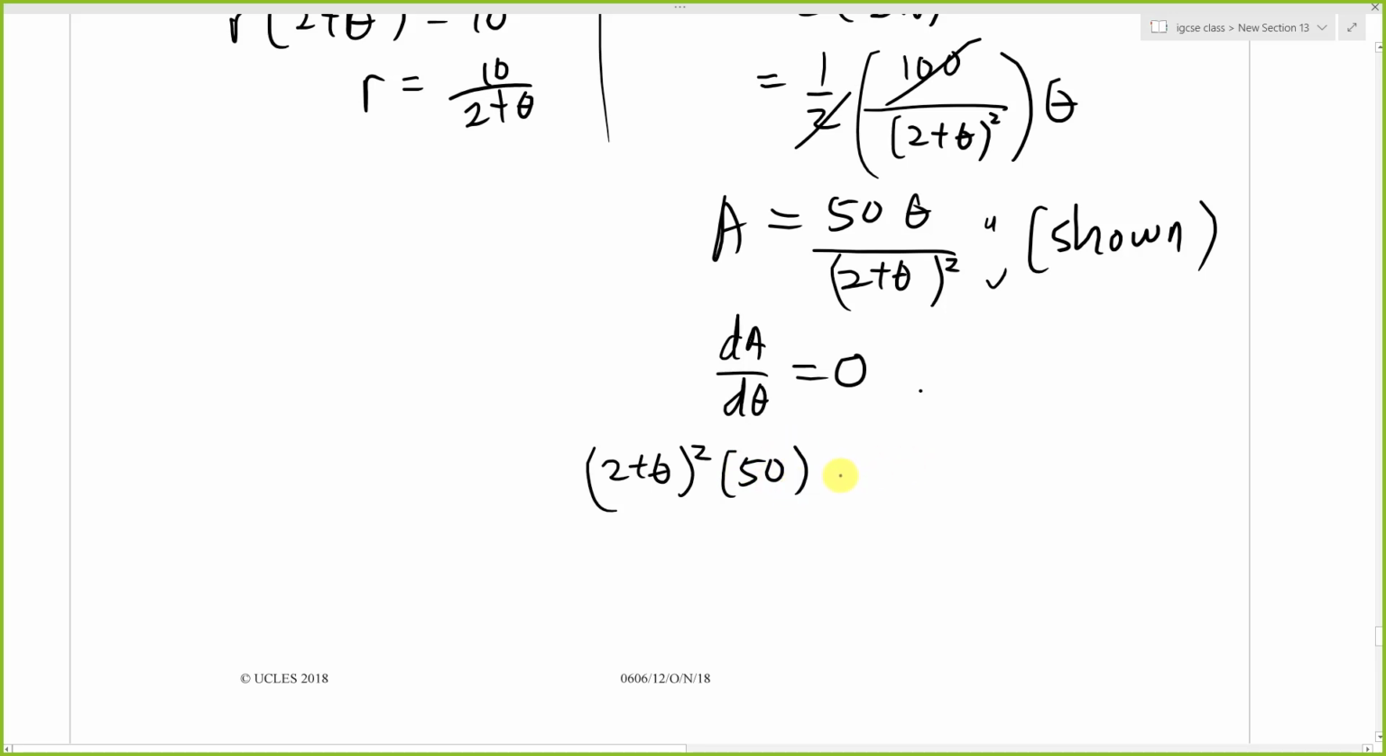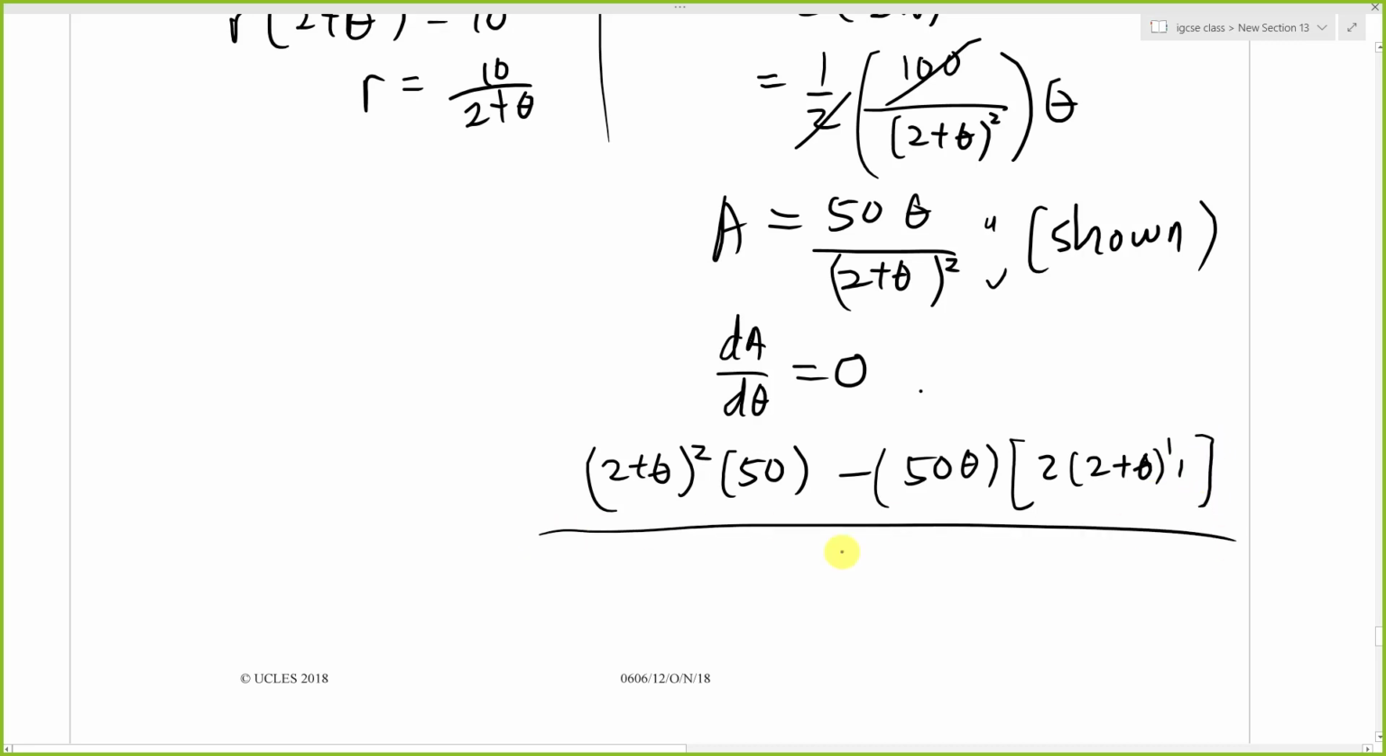minus copy the u, differentiate the v, which is 2 plus theta, differentiating gives 1, and then over v squared, 2 plus theta to the power of 4, equals 0.